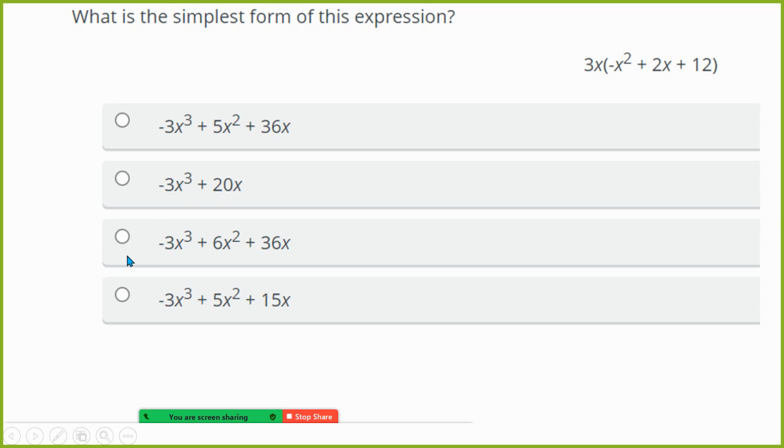Okay. Here's a good one to maybe end on today. What is the simplest form of this expression? So it's multiple choice, but all we see that we really have to simplify is multiplying 3x to the inside of the parentheses. So take a moment, try to simplify that, multiply, and let me know if you get something that you would like to share.